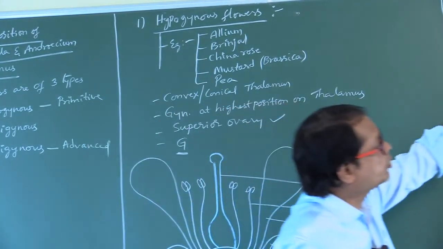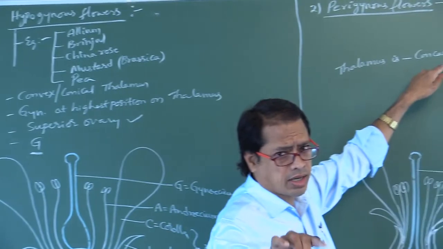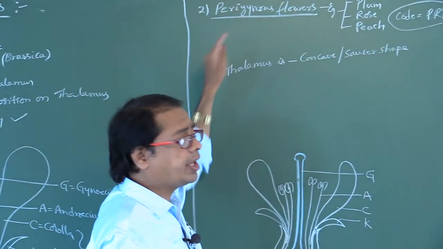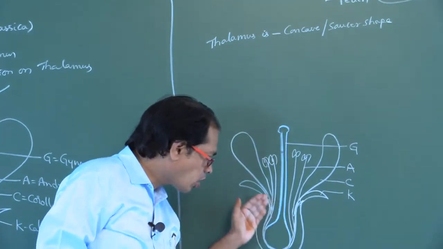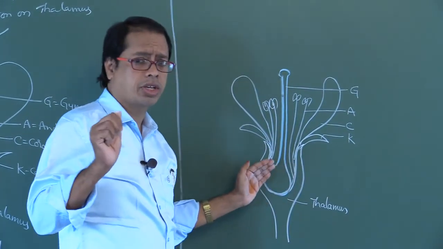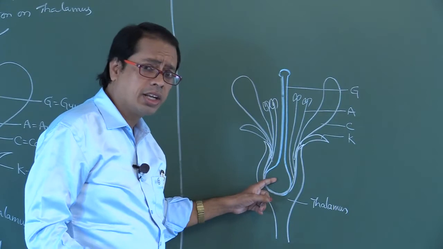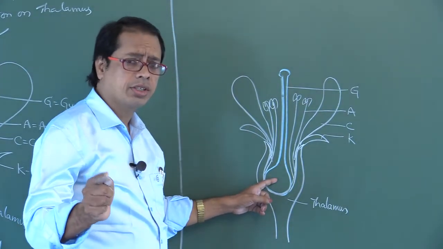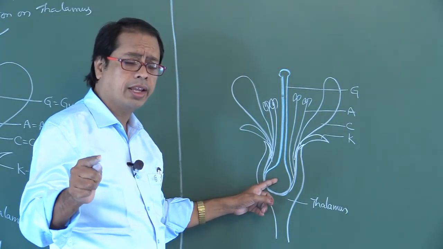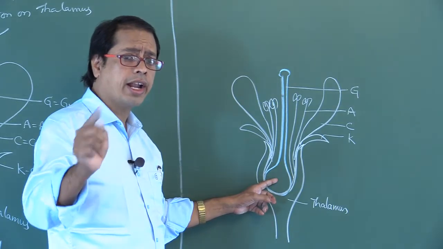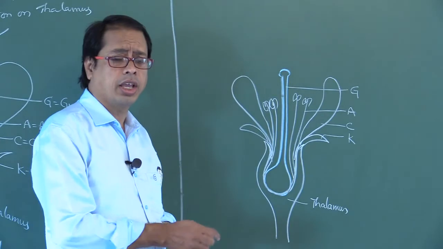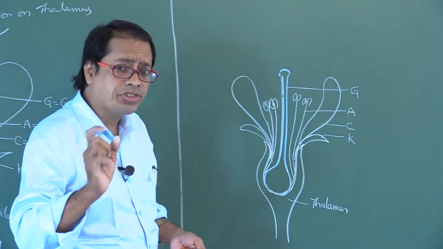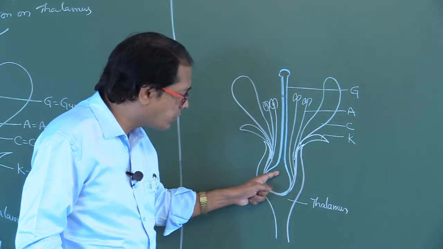So what are the examples? Plum, rose, peach are the examples of perigynous. What do the points mean? Thalamus is concave or saucer shape. Gynoecium is at center of thalamus, and remaining floral parts like calyx, corolla, and androecium are present on the rim of the thalamus. Okay, and which are attached? Ovary wall and thalamus wall.